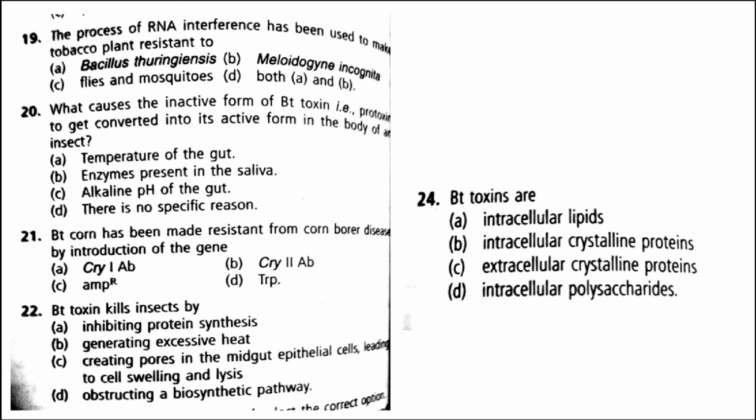Next, Bt-toxins are A. intracellular lipids, B. intracellular crystalline proteins, C. extracellular crystalline proteins, and D. intracellular polysaccharides. What will be the answer? The answer will be option B, intracellular crystalline proteins.